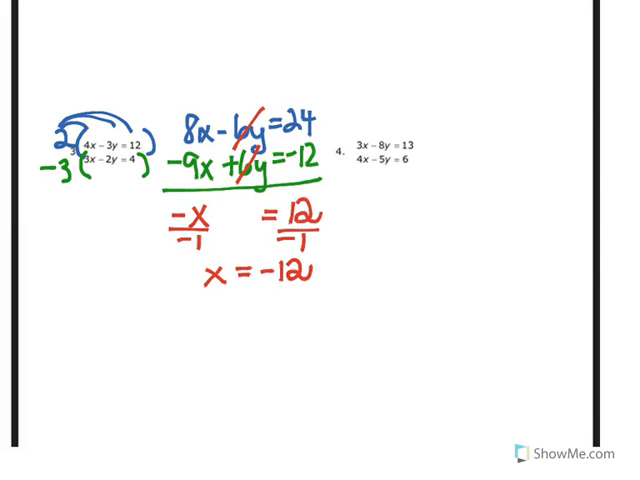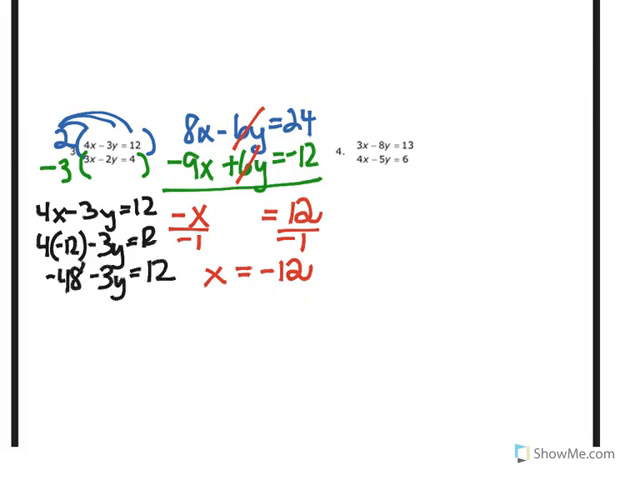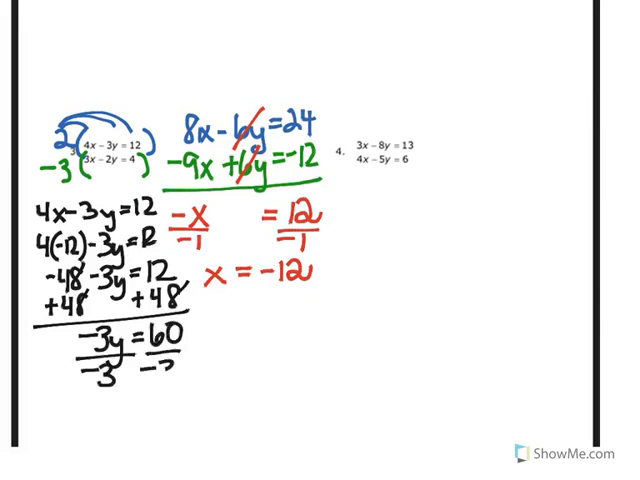So I'm going to use the top equation, 4x minus 3y equals 12. And so 4 times negative 12 minus 3y equals 12. So this is negative 48. And now I'm going to add 48 on both sides. So we get negative 3y equals 60. And divide by negative 3. And y equals negative 20. So now we have our ordered pair. X is negative 12. Y is negative 20.